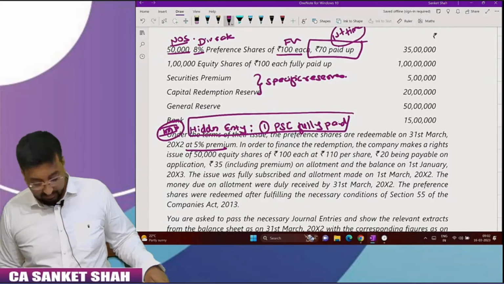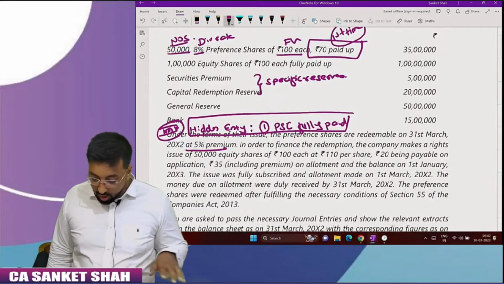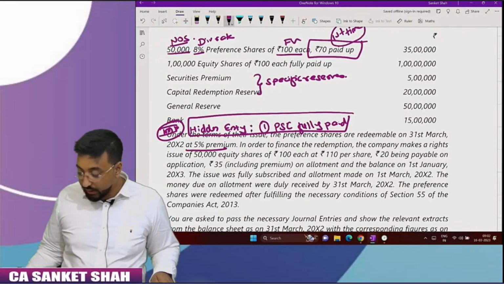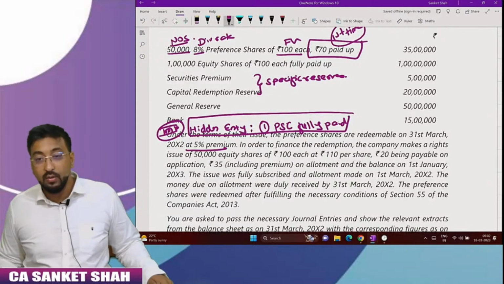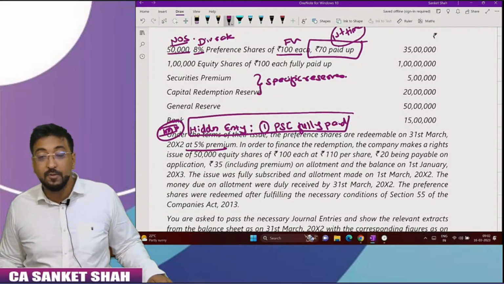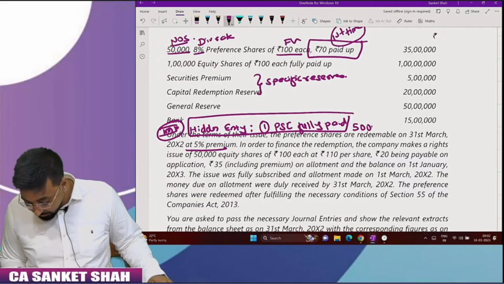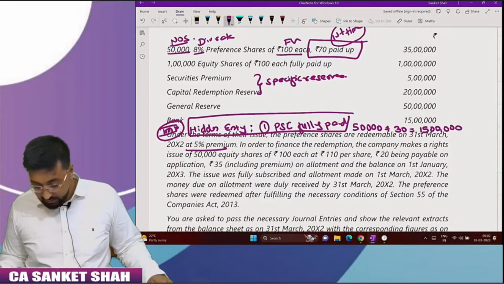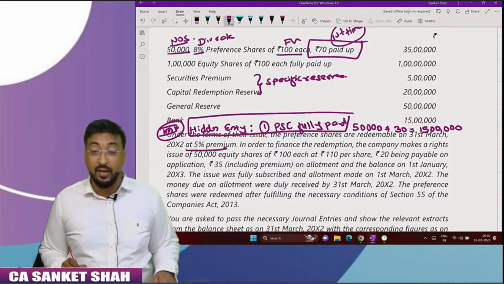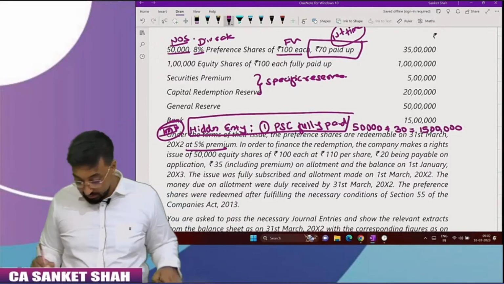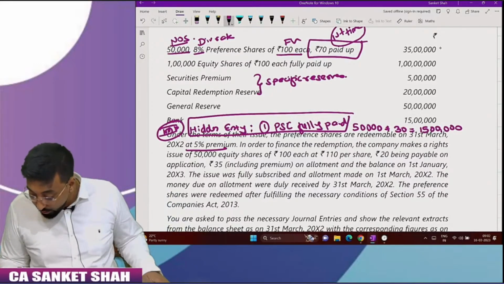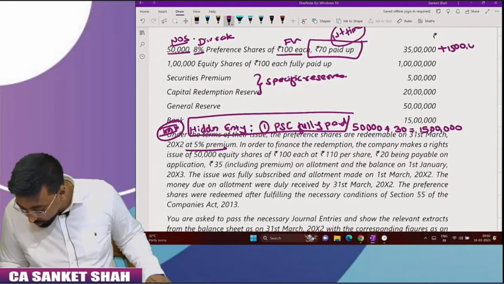35 lakhs. You cannot pay it back if shares are not fully paid. So first, how much shares? 50,000 into 30 rupees. So you will collect 15 lakhs from the preference shareholders. So this is the first hidden entry. That's why this question is important. So we have to add 15 lakhs. So what is our sequence?